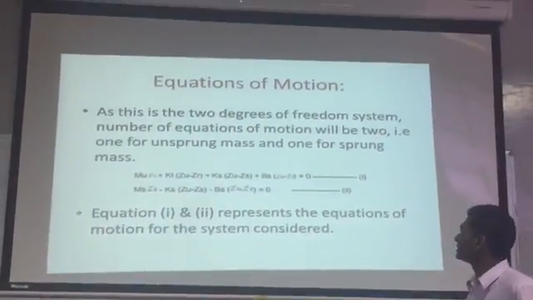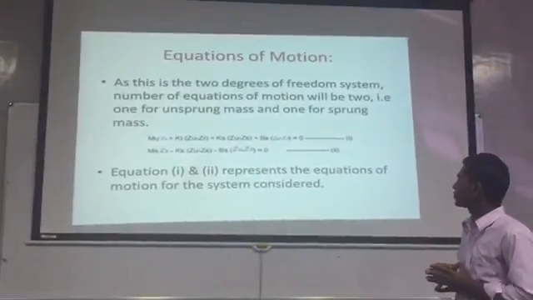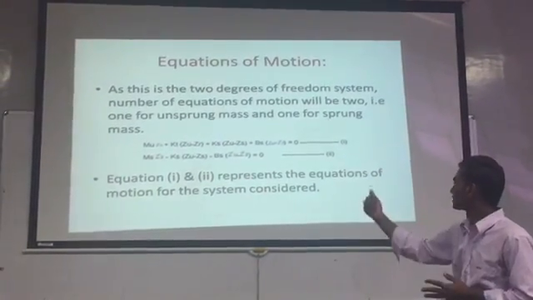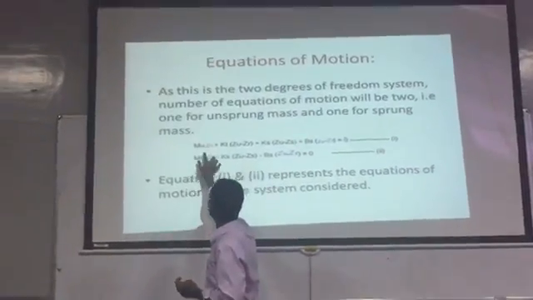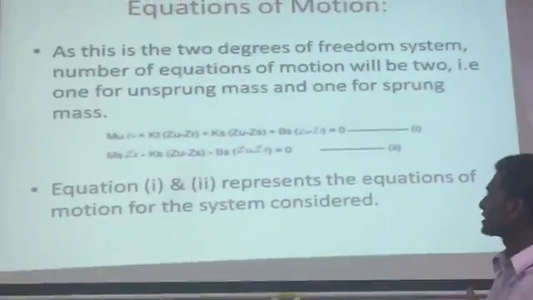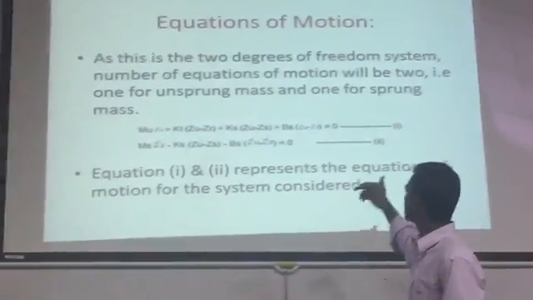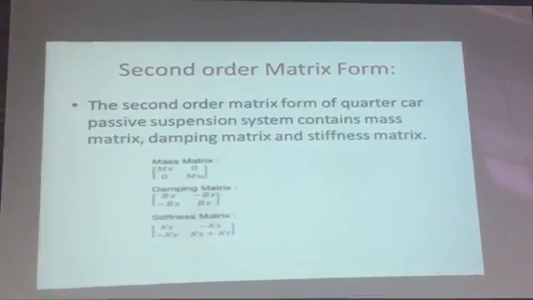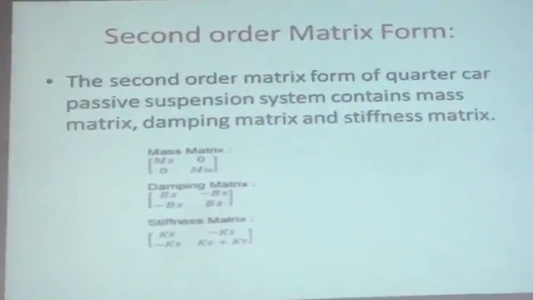This is the equation of motion. It is derived by Newton's second law. As I said, it consists of both sprung mass and unsprung mass. The first equation is for the unsprung mass, and the second equation is for the sprung mass. Here, mu z double dot of u means differentiation of z twice, and for damping it will be only one differentiation, so that we obtain two equations for the unsprung mass and sprung mass.